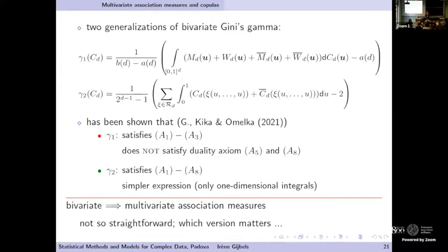So I think the message that I would like to convey to you, and I told you it's very basic things, is that essentially passing from bivariate to multivariate association measures is not like a cooking recipe. And what you get, you should investigate and know what properties they basically have.